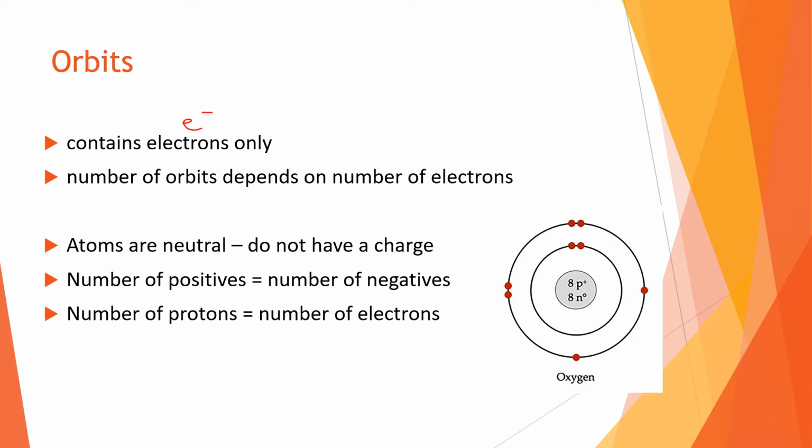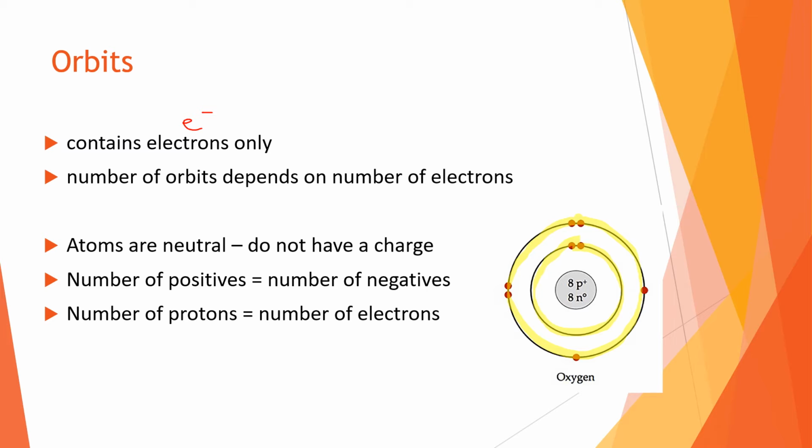Number of orbits depends on number of electrons. Okay, so you'll see over in the diagram here, these are the orbits. These red circles or red dots are indicating the electrons. You'll notice that inside the nucleus we have the protons and the neutrons. So we learned on the last slide, the nucleus contains protons and neutrons, and the electrons, the negatively charged subatomic particles, go in the orbits. Okay?